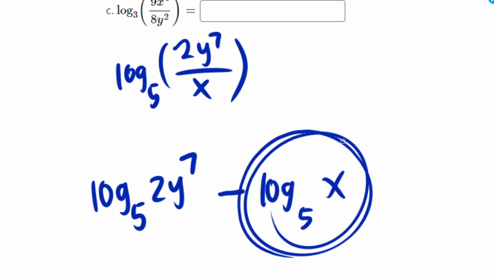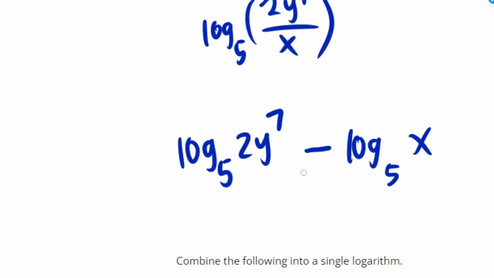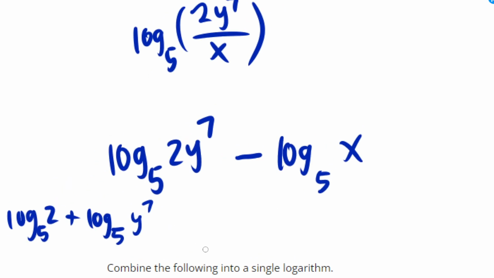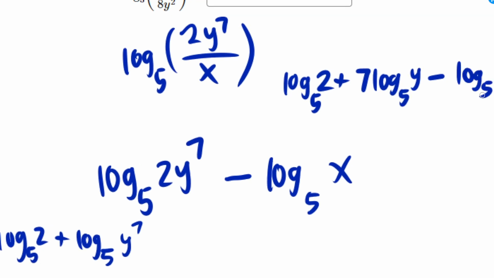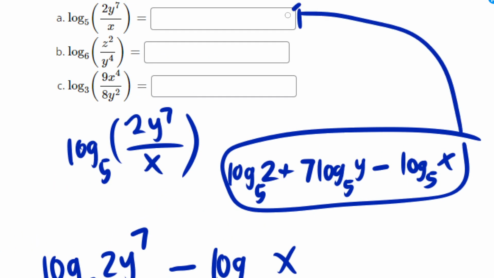Now this log base 5 of x is done. There's no exponents or anything multiplying, but this here can be expanded even more. So we'll have log base 5 of 2 plus log base 5 of y to the 7th. And this can be expanded even more. So in the end, we'll have log base 5 of 2 plus 7 log base 5 of y minus log base 5 of x. And that would be your answer for the first one right here.